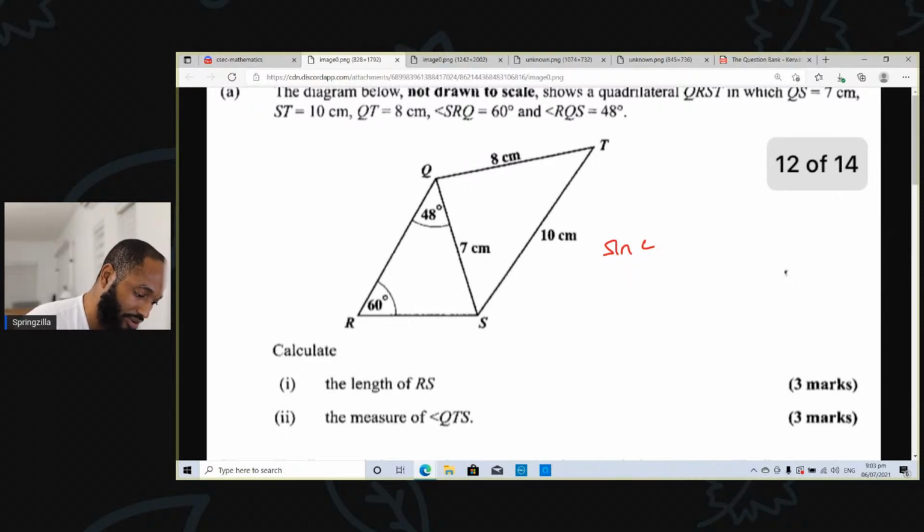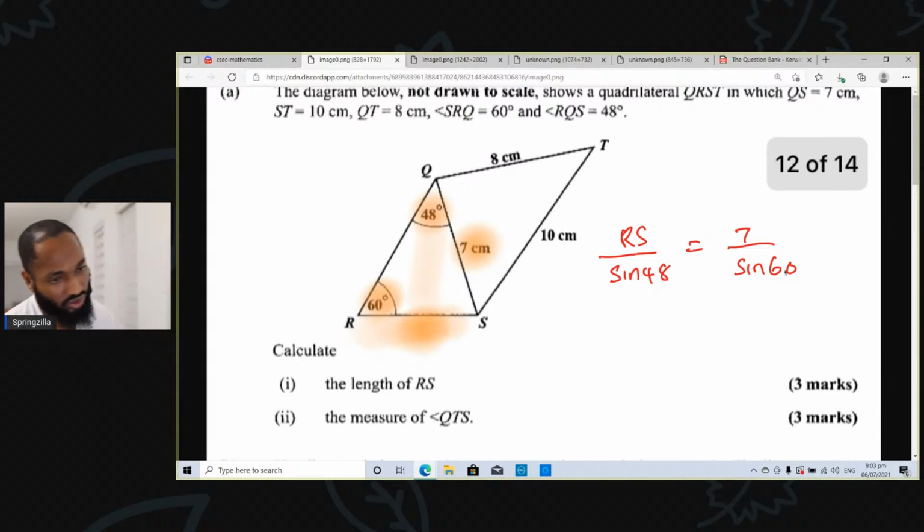I want to write it the other way. You could. RS over the sine of 48 must be equal to 7 over the sine of 60. You understand? So this side over the sine of this angle is equal to this side over the sine of the opposite angle. Go and look up Cohen Springer's sine rule and cosine rule if you need some refreshing on that.